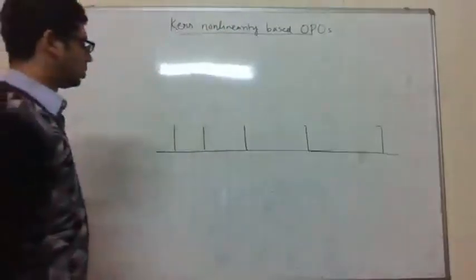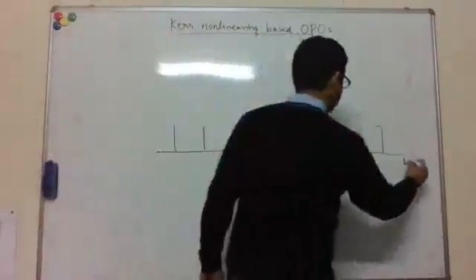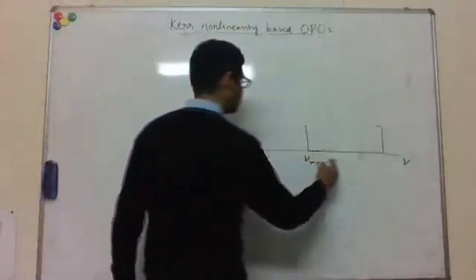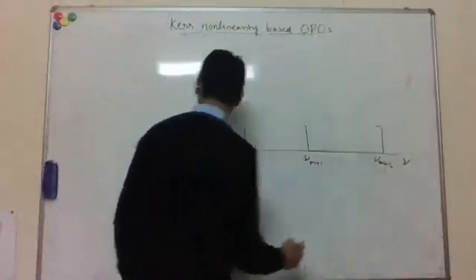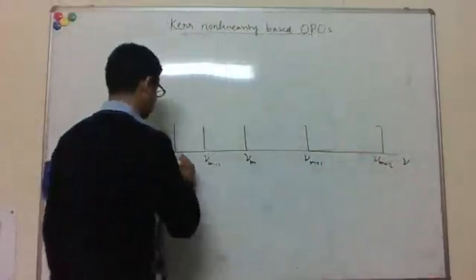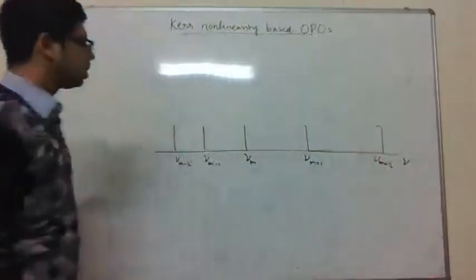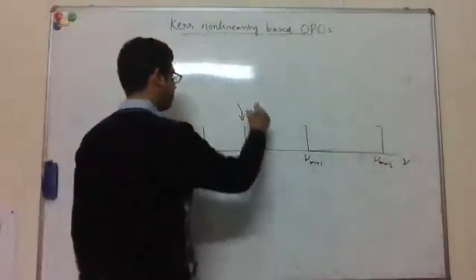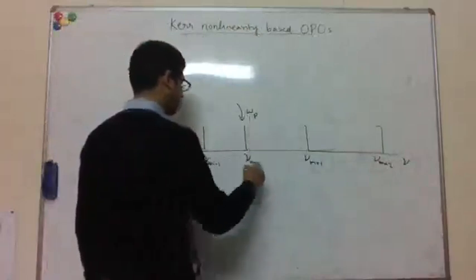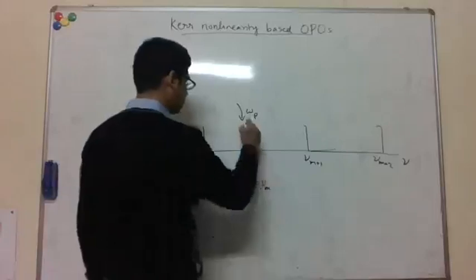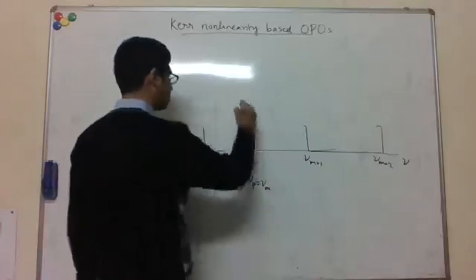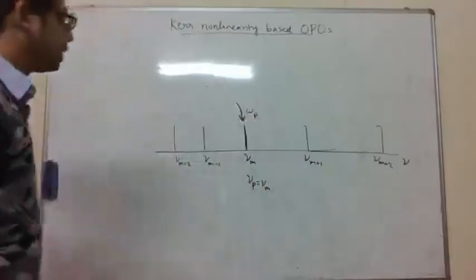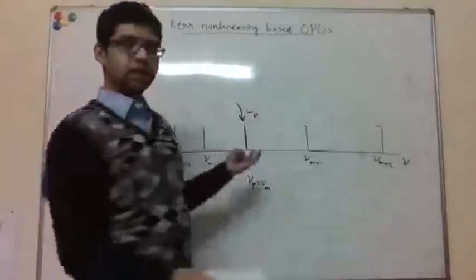As a function of frequency, we get these resonances, nu m plus 1. And then for the OPO, we choose one particular resonance and pump. So omega p, or nu p, we choose to be one particular cavity resonance frequency. We pump at that resonance frequency, and then we want to generate signal and idler.